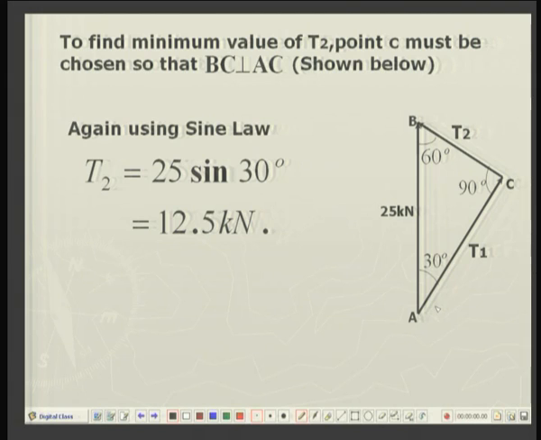To find the minimum value of T2, it is very easily understood graphically. Again we have drawn the 25 kilonewton line, okay, and the direction of T1 is known to me.